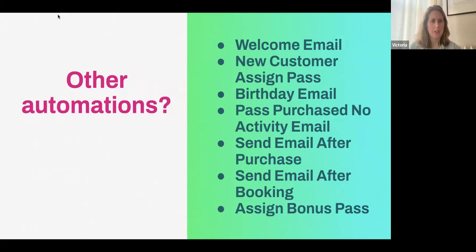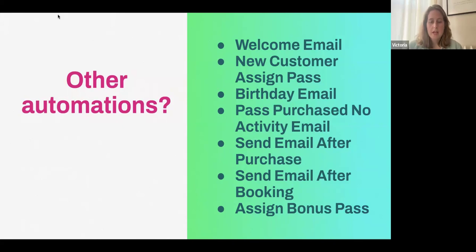If you have special details people should know based on the type of pass they purchase or the type of class they book, we've got 2 automations that send email after purchase and send email after booking. You can set them up to make sure that very important information about that particular pass or membership, or that particular class or workshop or series, gets to people. You might want to set up some special email automations there.